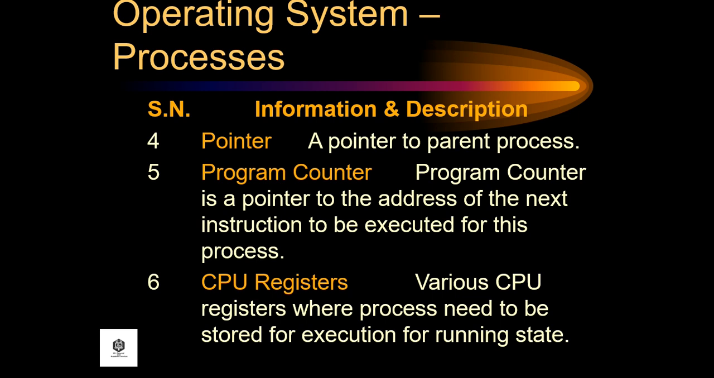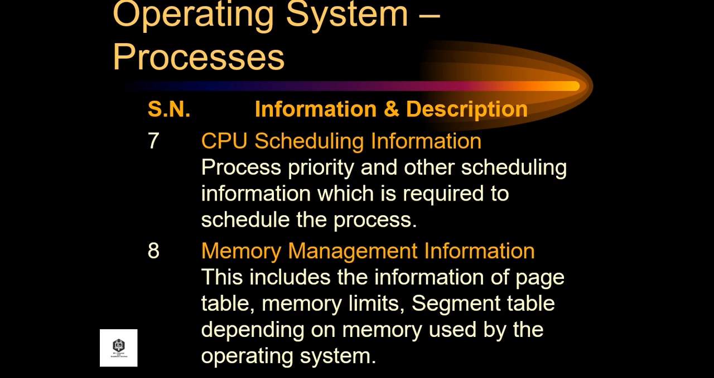Next is the CPU registers. Various CPU registers where the process needs to be stored for execution in the running state. Next is the CPU scheduling information, wherein process priority and other scheduling information is required to schedule the process.